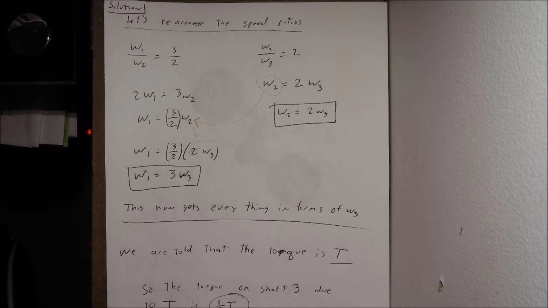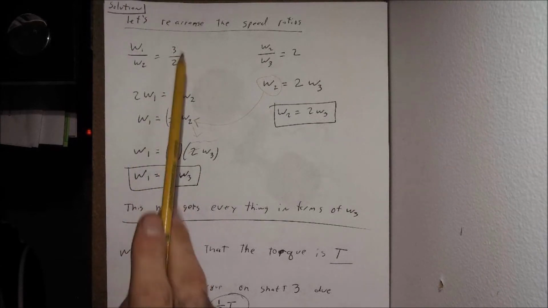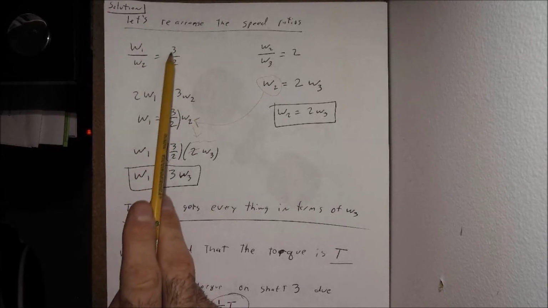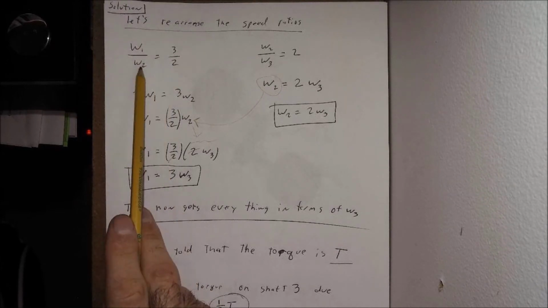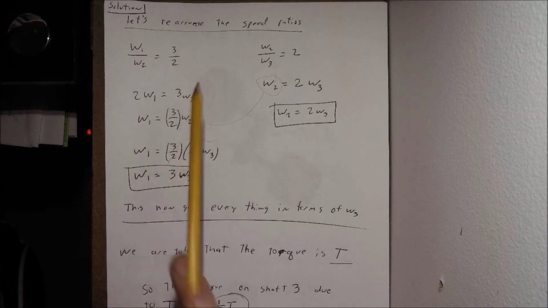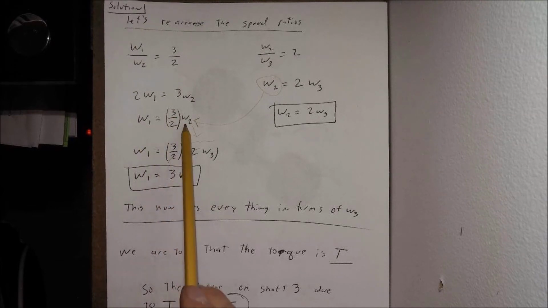So let's rearrange those so we can get omega 2 in terms of omega 3 and omega 1 in terms of omega 3, so we can sub those into our equation of motion at the end. I start off with the relationship omega 1 over omega 2 is equal to 3 over 2. I can cross multiply: omega 1 times 2 is equal to omega 2 times 3, so that gives me 2 omega 1 is equal to 3 omega 2. If I rearrange that and solve for omega 1, my omega 1 is equal to 3 halves omega 2.